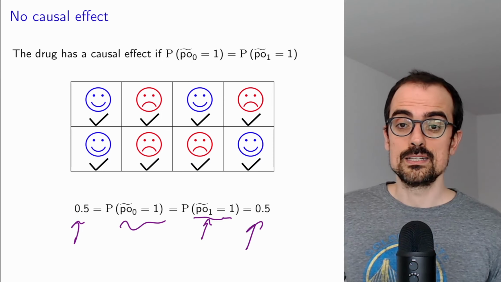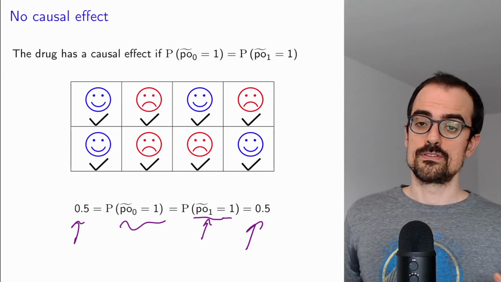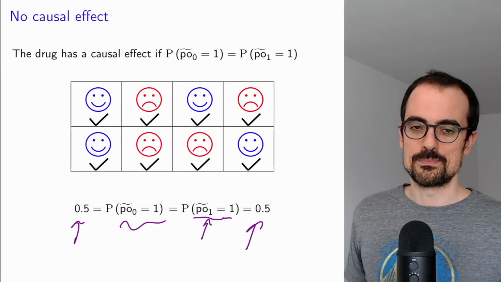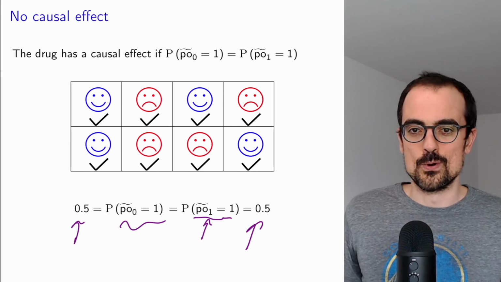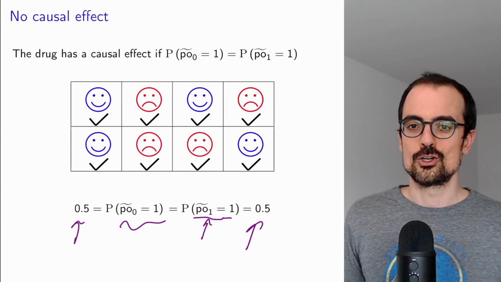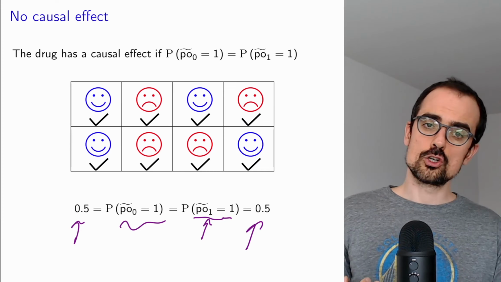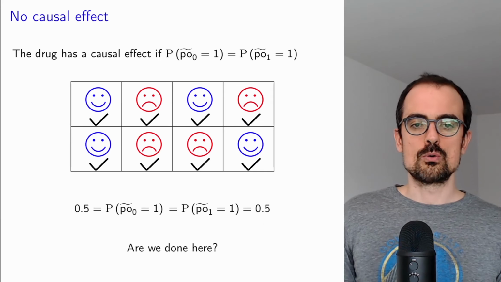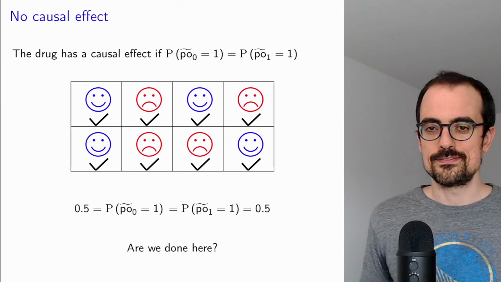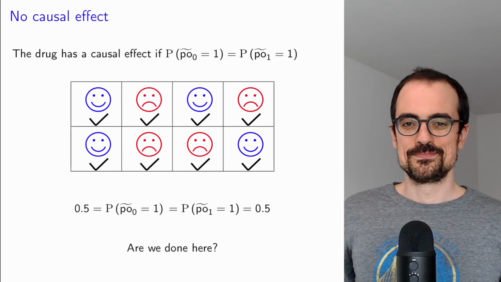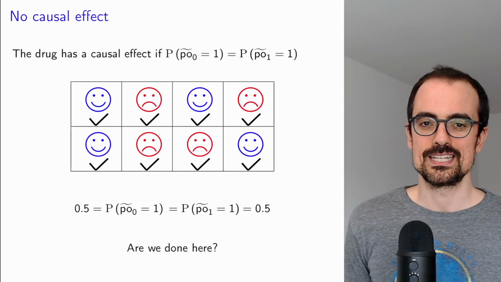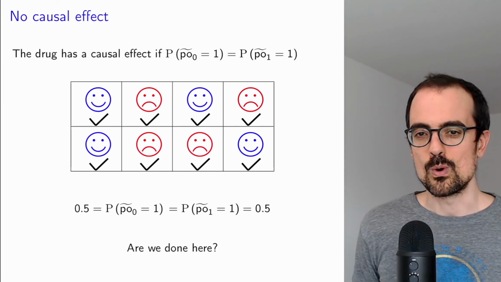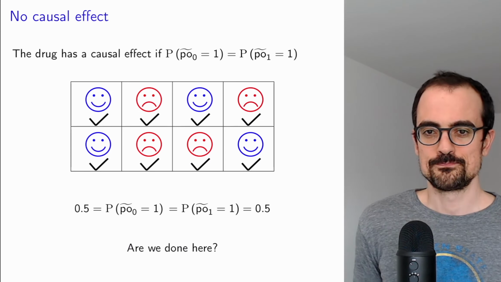So basically, this means that if we give the medicine to everyone, 50% of the people are going to recover. If we don't give the medicine to everyone, 50% of the people are going to recover anyway. So there's no causal effect of the drug. This is in contrast to the previous example where there was a causal effect. So now we're able to define causal effects. Are we done here? This is a good moment to stop the video and see whether you understand the concept of potential outcomes and why we are not done at all.